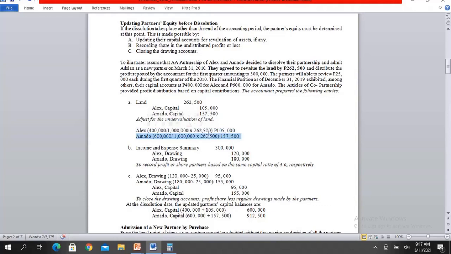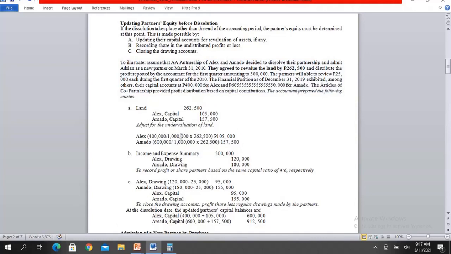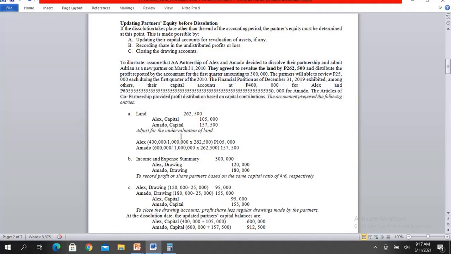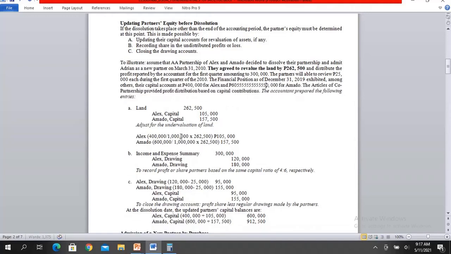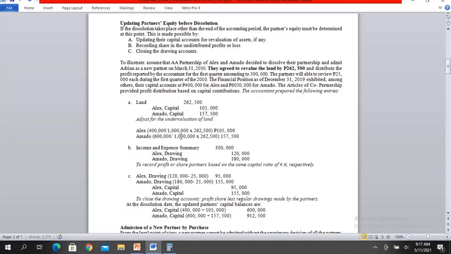Magkano naman yung kay Amado? Ganun din. 600,000 which is yung capital contribution niya, divided by 1 million which is yung total ng capital contribution nila as of December 31, 2019. Multiplied by 262,500 which is yung amount ng revaluation ng land. So, 157,500 yung magiging hati ni Amado. 105,000 plus 157,500 is 262,500.